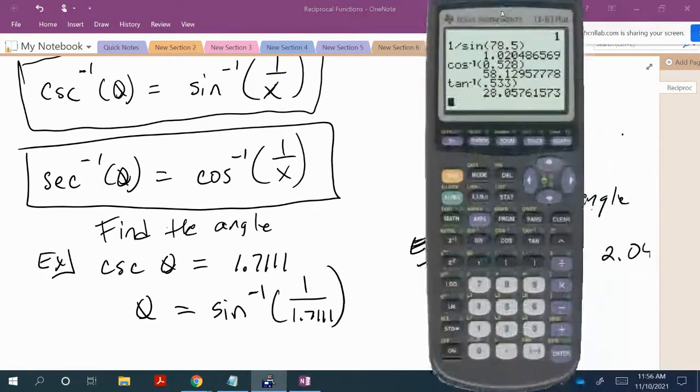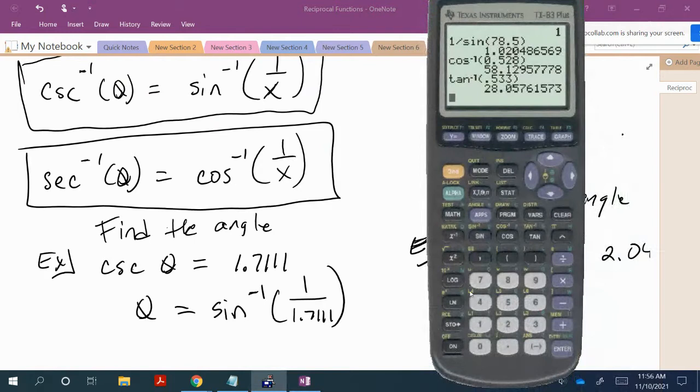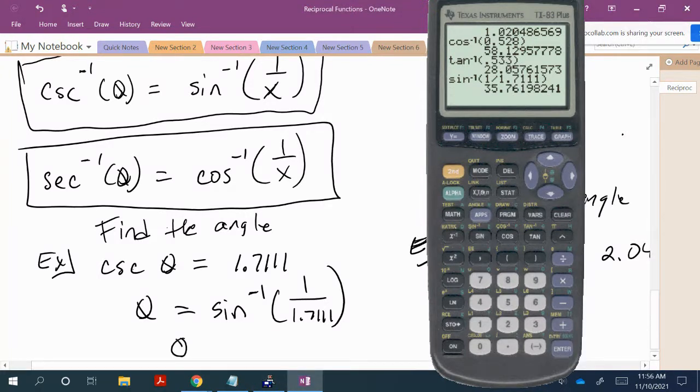And if we evaluate that on the calculator, this is the arc sine of 1 divided by 1.7111. And we have 35.76 degrees. Right, so notice I put that in as the arc sine of 1 divided by x.